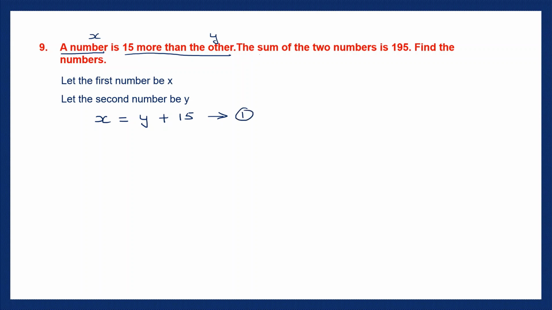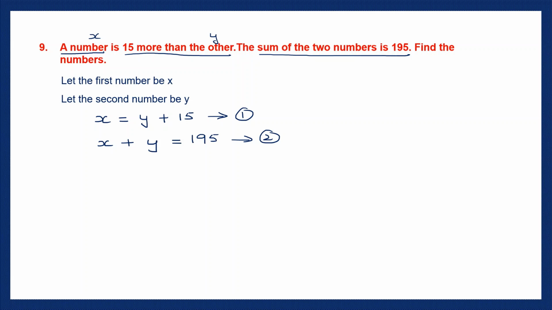And now let's go to the second part. The sum of the two numbers is 195. The sum of the two numbers, the first number is x, the second number is y. Together it adds up to 195. This is equation 2. Now we're going to substitute for x from equation 1, because in equation 1 we have the statement which says x is equal to something.